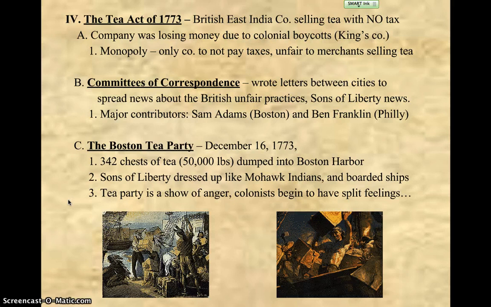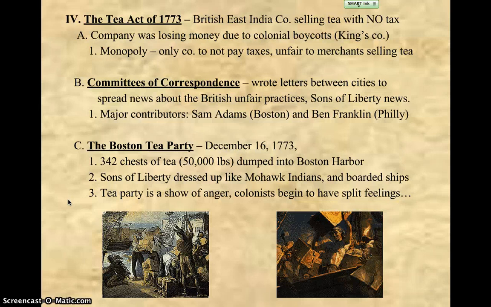It is the largest brewing of tea of all time. So good for them. But the unfortunate thing is that they put the tea into salt water. So it ruins the tea and costs the king pretty much thousands and almost millions of dollars back then.